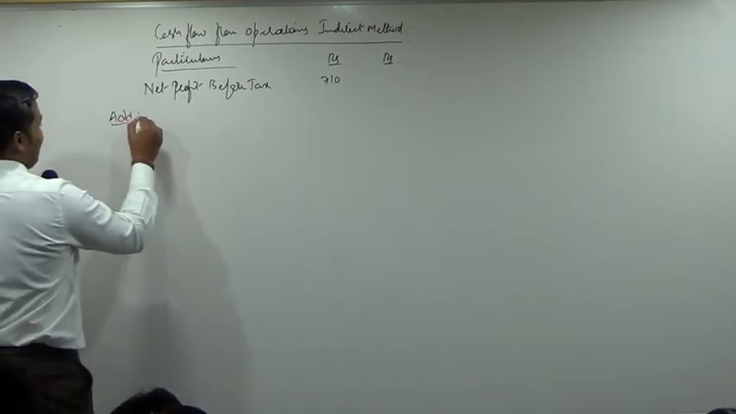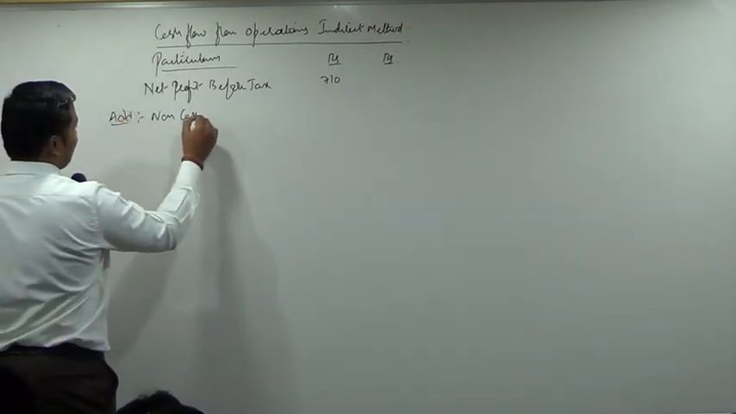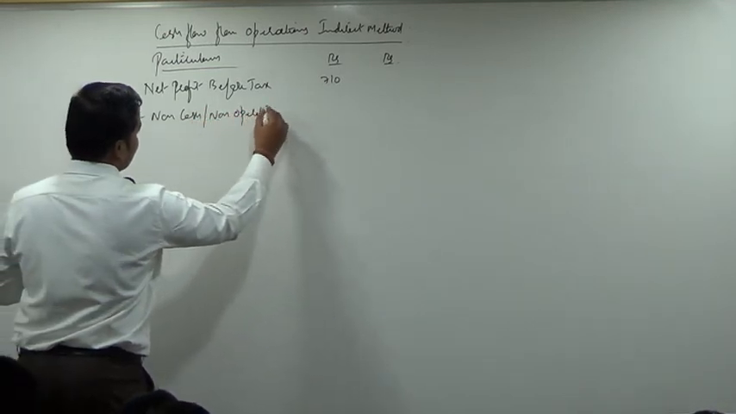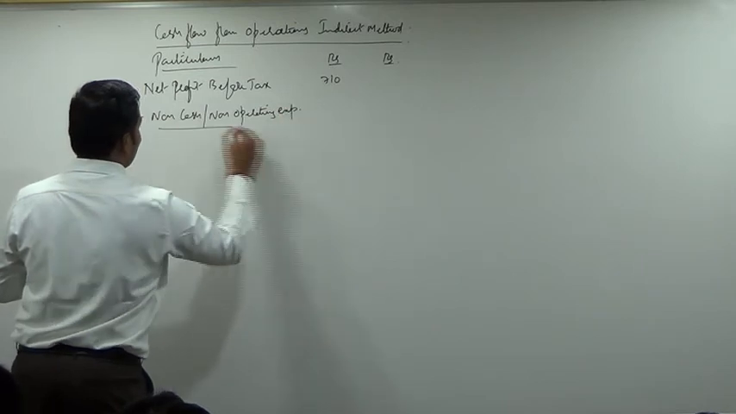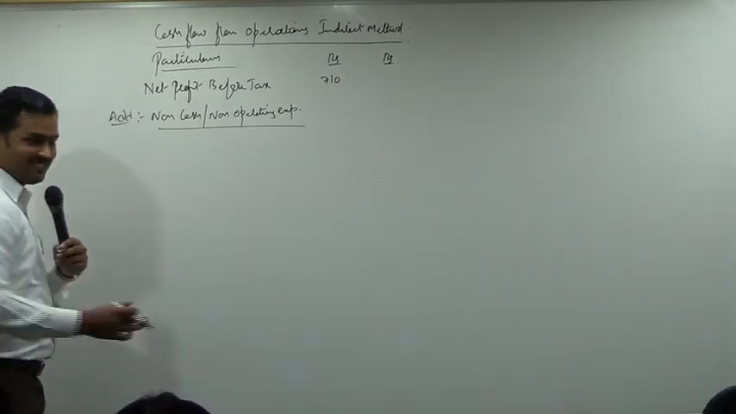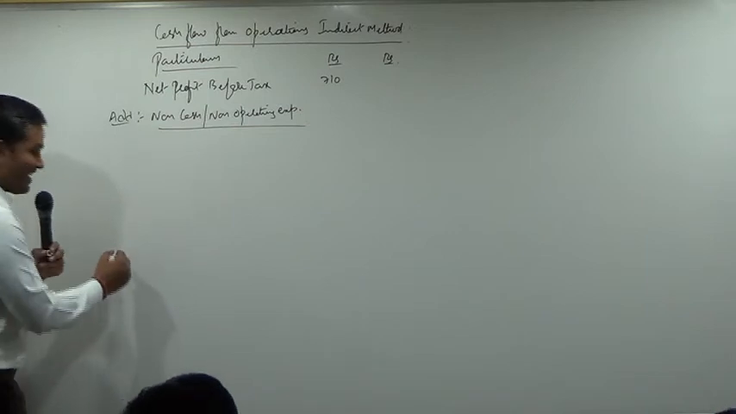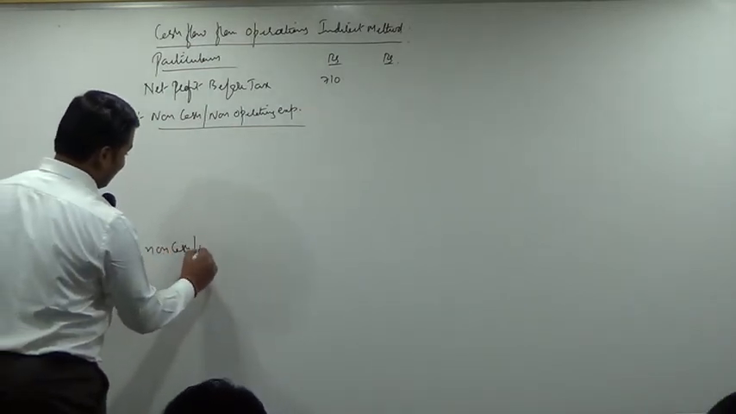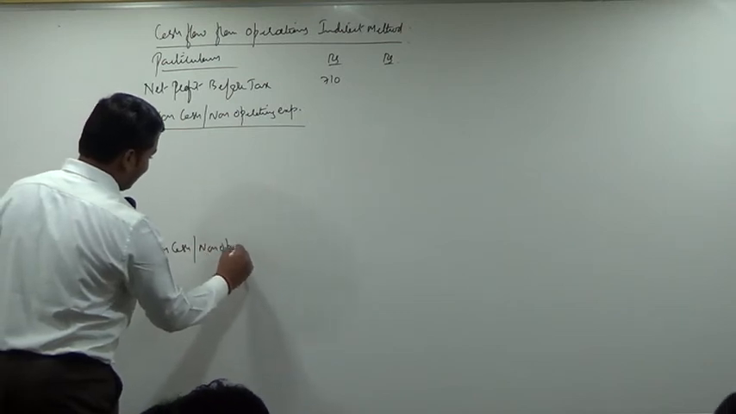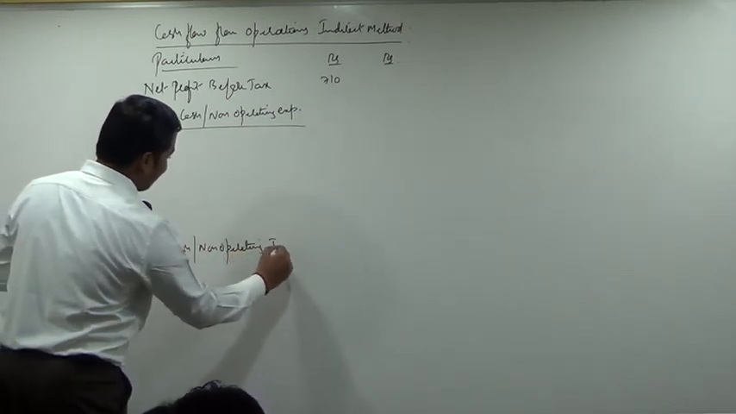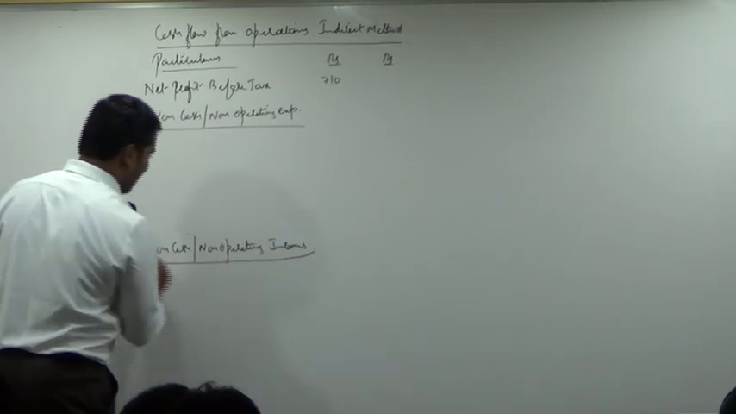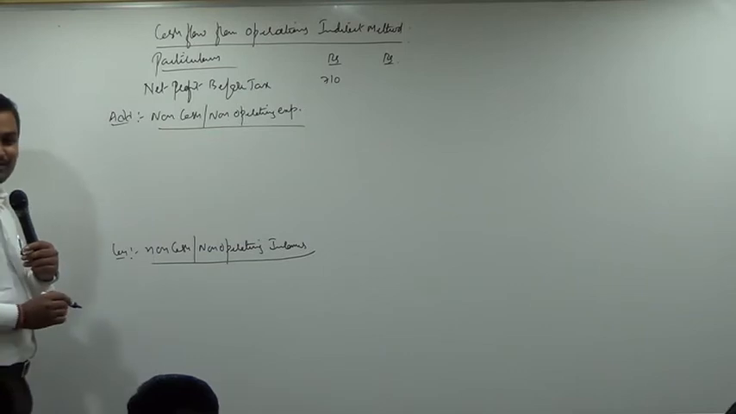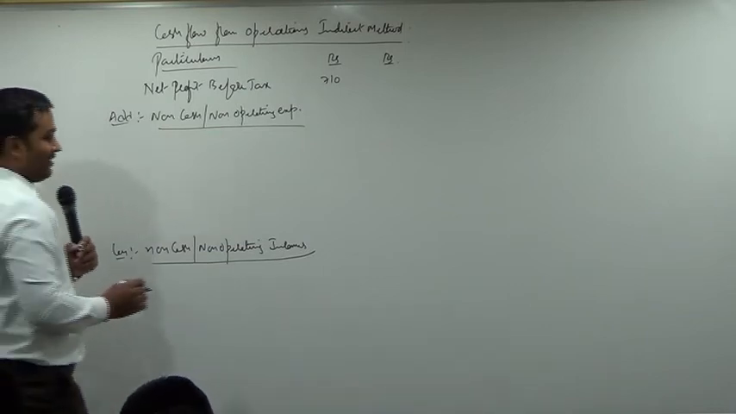add non-cash, non-operating expenses. Leave some space. Very good. Then less non-cash, non-operating income. After that, leave some space. Then no cash flows before working capital.